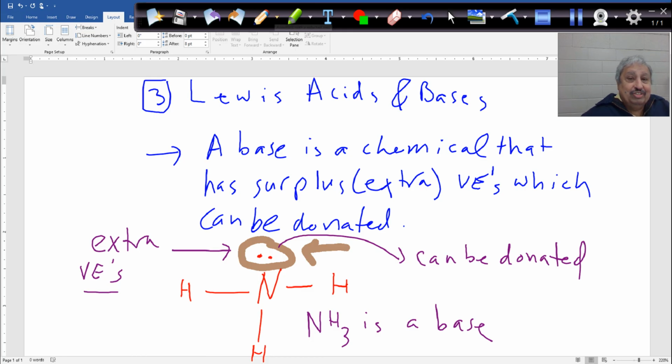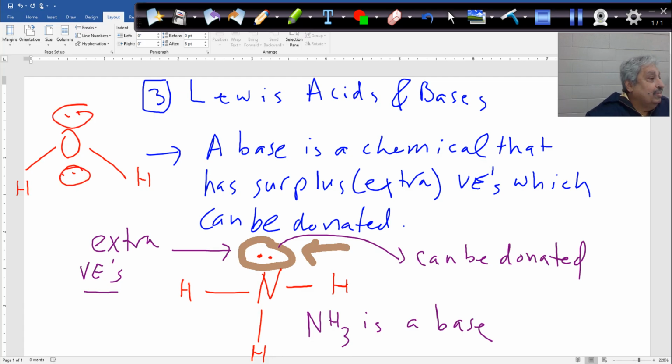How about H2O? By the same token, if I have H2O, you can see H2O can very obviously be considered a base. Why? Because it has a surplus of valence electrons not connected to any bonding, correct? We have 2 single bonds and 2 lone pairs. Those lone pairs can be considered as a base. Later on we'll see H2O can act as amphoteric, can act as an acid.